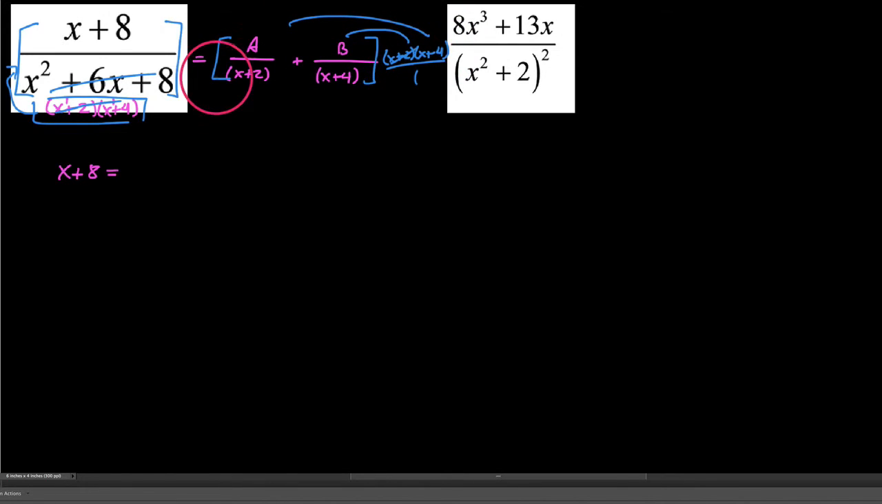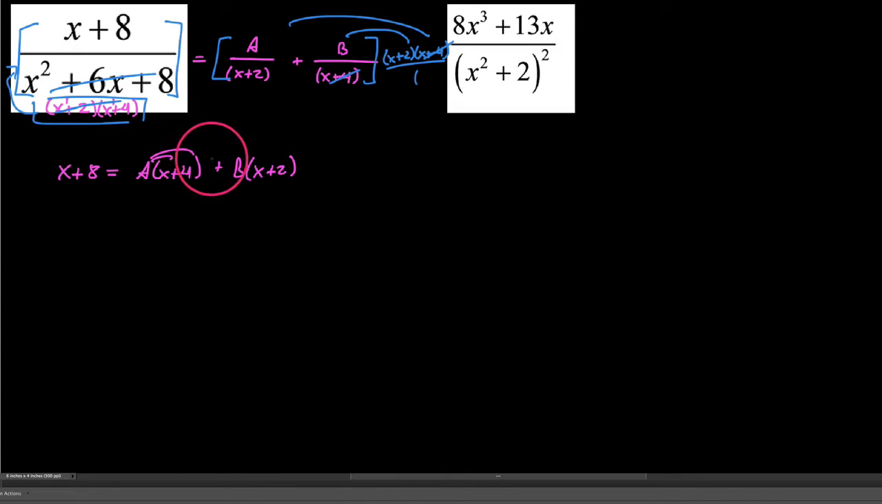We'd say that my x + 2 would cancel out with this x + 2 here, and I get left with A times the (x + 4) part, plus. Now our B, when we multiply B over (x + 4) times this, we get our x + 4s to cancel out, and we get left with B times (x + 2).